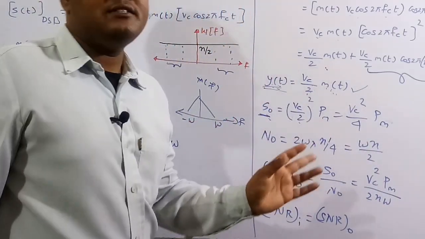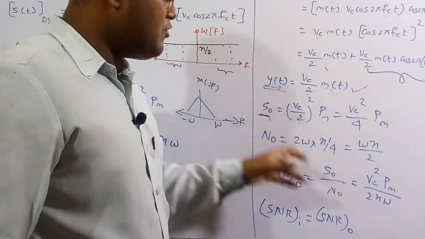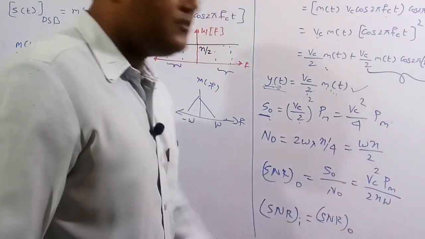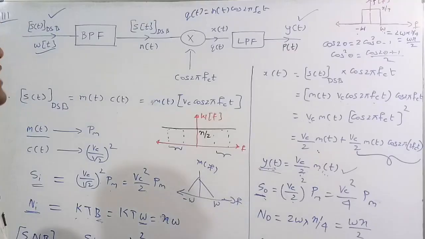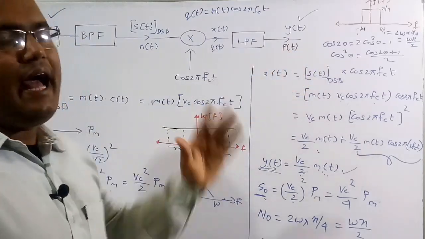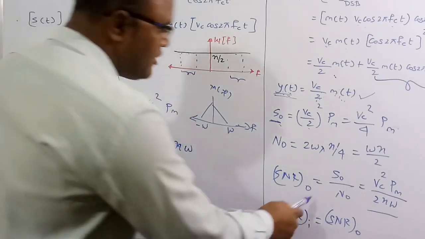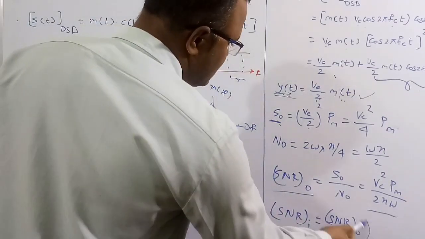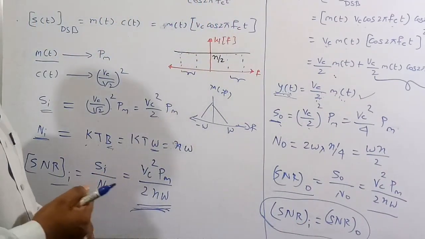Now I need to find the signal to noise ratio, which is S0 by N0. We know the value of S0 and the value of N0, so substitute them and do the calculation. We get Vc square Pm by 2 eta W. In the question they are asking for the signal to noise ratio of the input and of the output, and to correlate them. If you see carefully, both expressions are the same. Therefore, the signal to noise ratio of the input is equal to the signal to noise ratio of the output.